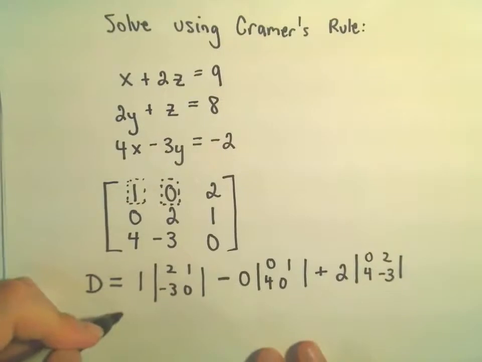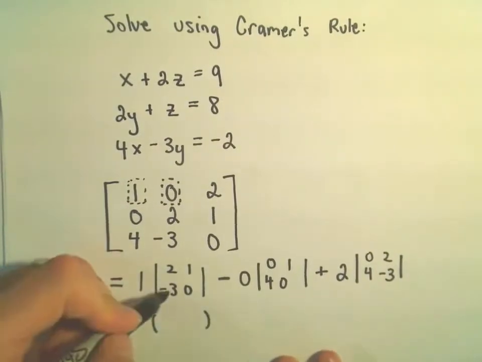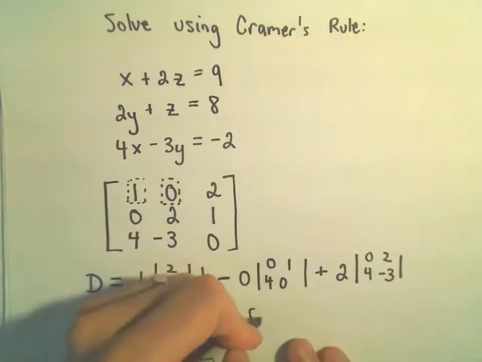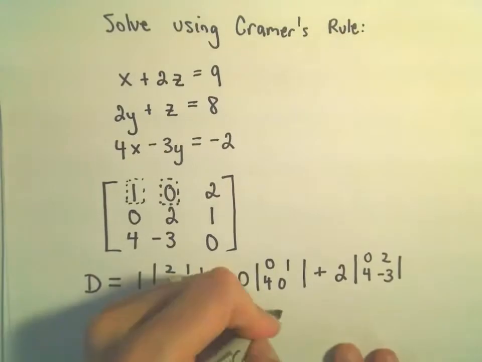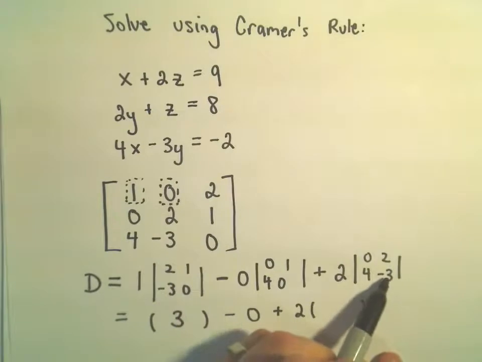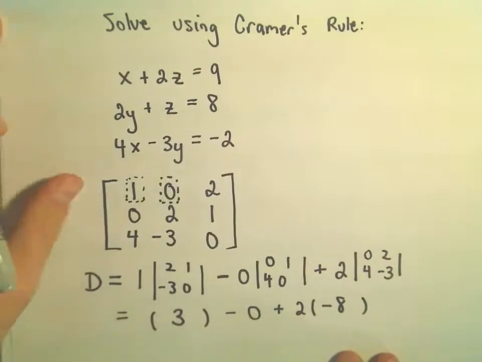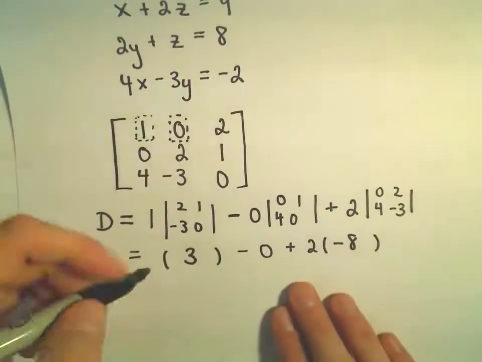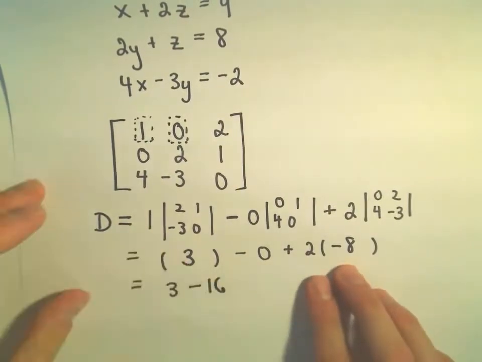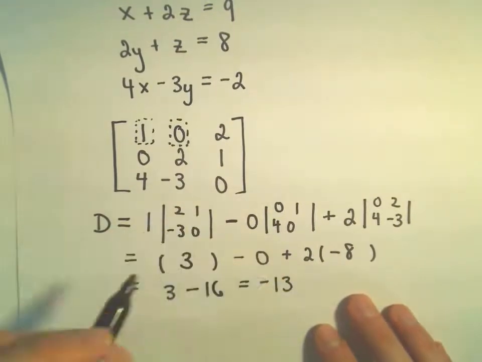So if we compute this, we'll get 1 times, it looks like, well, 2 times 0 would be 0, minus negative 3 times 1, that would give us positive 3. Our next entry is going to turn out to be 0 since we're multiplying by 0. Then we'll have 2 times, again, it looks like 0 times negative 3, which is 0, minus 4 times 2, which would be 8. Alright, so it looks like, in this case, we're going to get 3 minus 16. So if we do 3 minus 16, I'm getting negative 13 for our value for d.